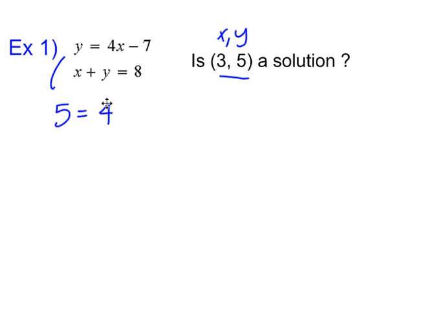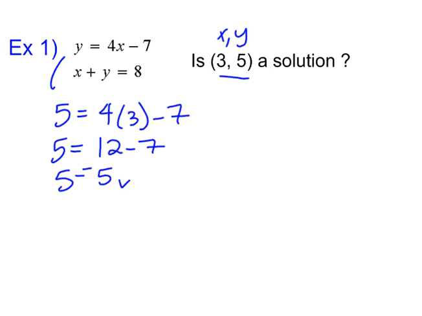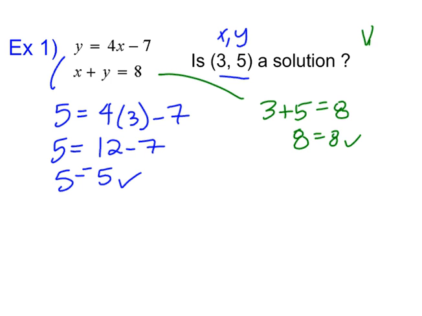So here we go with this first one. 5 equals 4 times 3 minus 7. We're going to do our order of operations. So 4 times 3 is 12. And 12 minus 7 is 5. So far it checks out and it is a solution to the first one. Let's apply it to the second one here. 3 plus 5 equals 8. And again, we can see that it is a solution. So it's on both of these lines, so it must be where they collide. So yes, it is a solution.